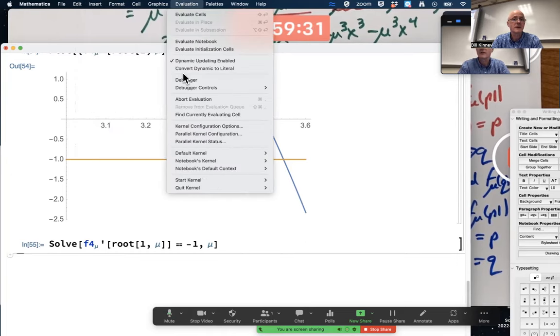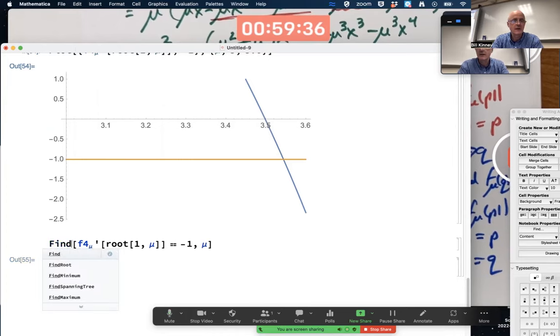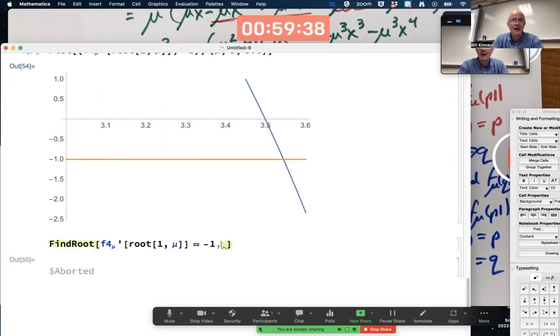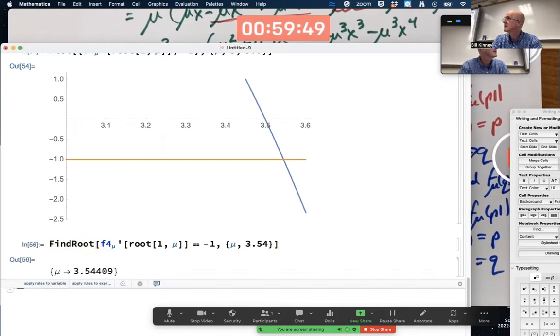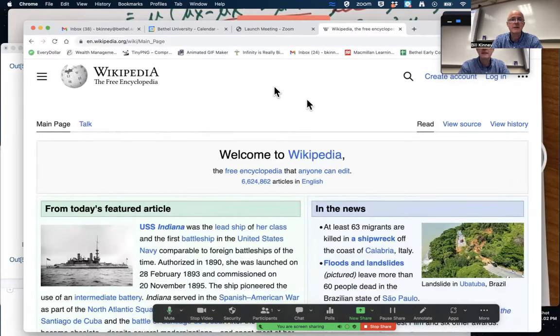Let's see, abort evaluation. Okay, let's try FindRoot instead. I've got to give it an initial guess. Looks like close to 3.54 should be a good guess. Yeah, okay. 3.54409. Is that right? Maybe Wikipedia knows.